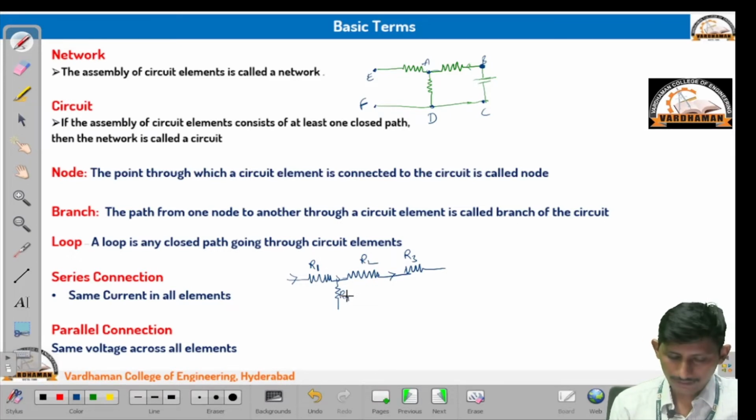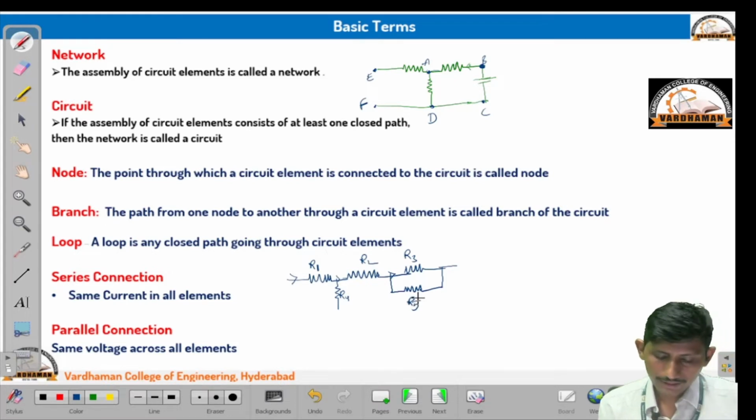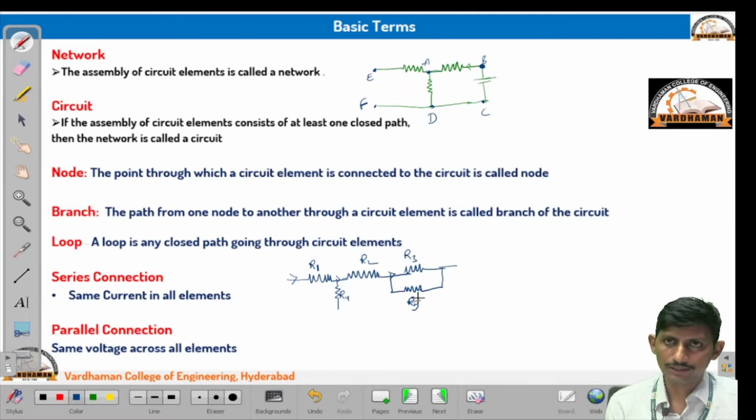The next one is parallel connection. For example, if I am connecting one more resistor here across R3, let us say that is R5. That means I am connecting these two elements R3 and R5 on either side of the element. That means both terminals of both elements are connected together. So, this type of connection is called parallel connection. In parallel connection, the voltage across those connected points is constant. That means voltage across R3 and voltage across R5 are constant. That means in series connection current is constant and in parallel connection voltage is constant.